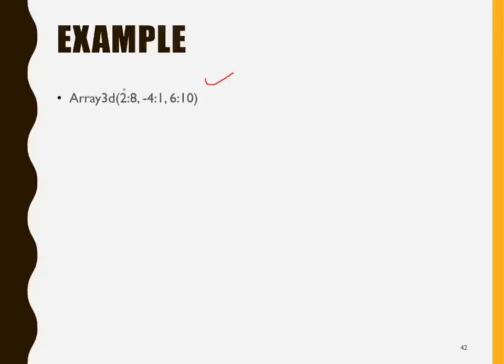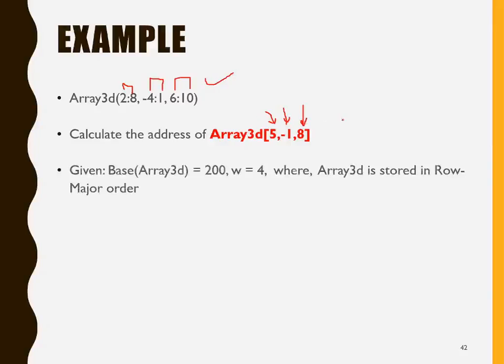Suppose this is a 3-dimension array. This is the first dimension with lower bound and upper bound given. This is the second dimension, lower bound, upper bound given. This is the third dimension where lower bound and upper bound are given. So we have to calculate the address of this element in which the value of k in one dimension is this, in another dimension is this, and in the third dimension is this one. Based on this we need to calculate the address of this element in 3D.